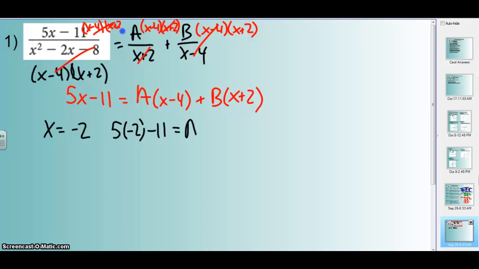And then the B would be canceled. Okay, so let's see. I'm going to have negative 21. And then negative 6A. So I'm going to divide that. This is not going to divide evenly, but that's okay.